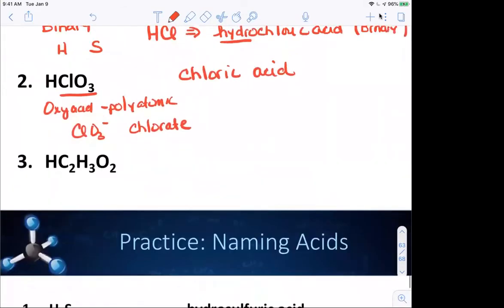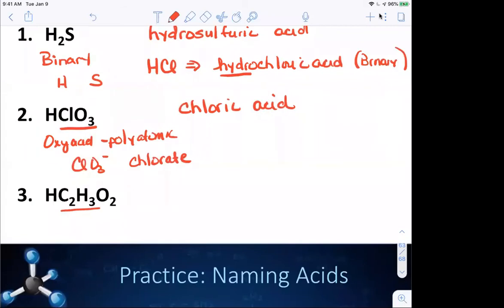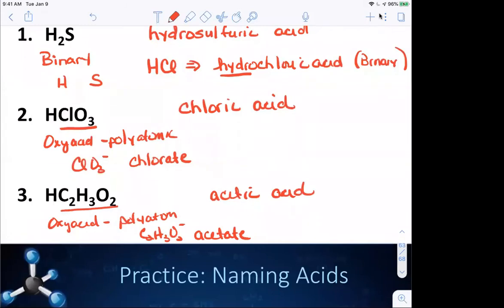If I look at this one, this is actually an oxyacid. This is a polyatomic ion, which is C2H3O2 minus. It's called acetate ion. So this would be acetic acid as the name.